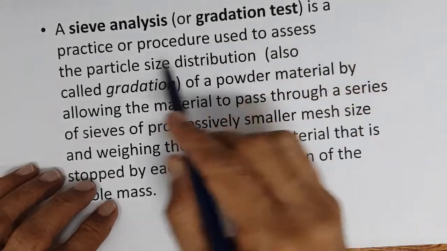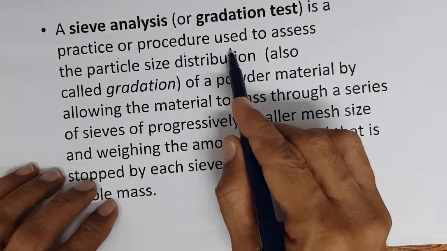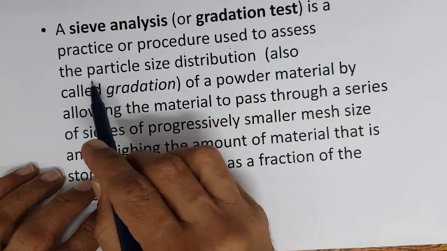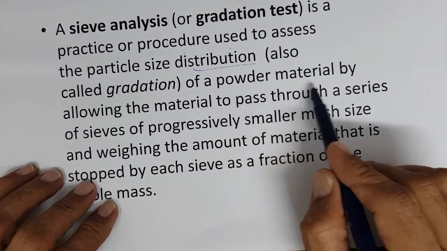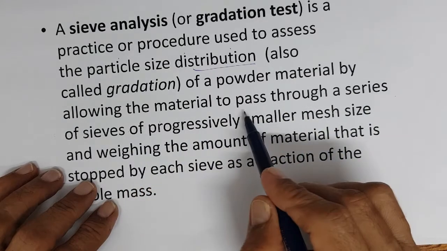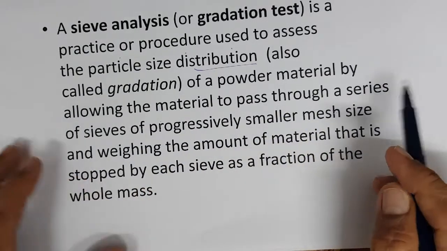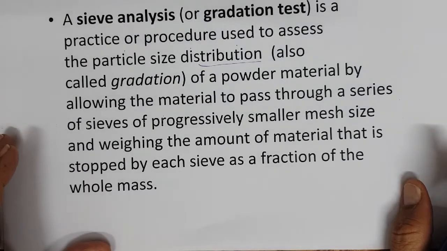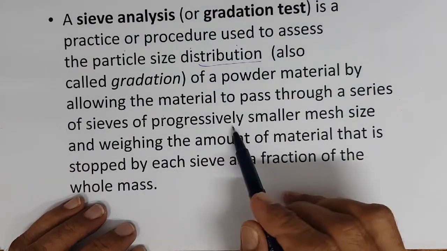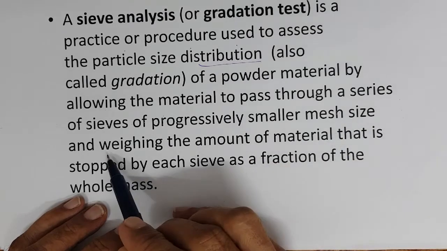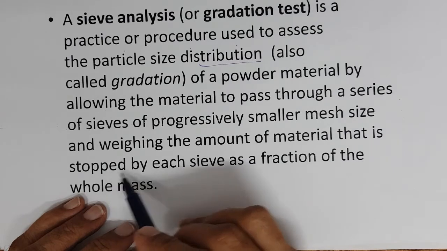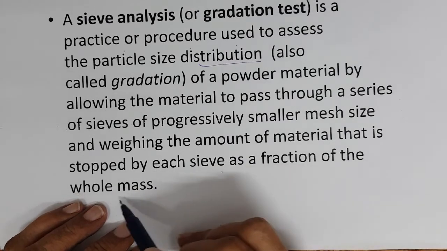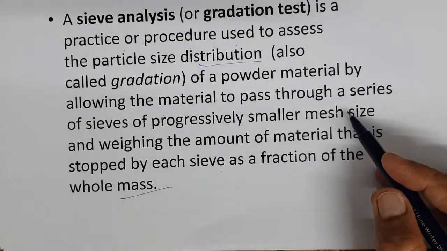Sieve analysis is a practice or a procedure used to assess the particle size distribution of a powder material by allowing the material to pass through a series of sieves of progressively smaller mesh size, and weighing the amount of material that is stopped by each sieve as a fraction of the whole mass. Very simple, right?